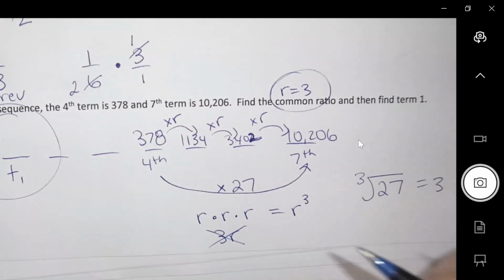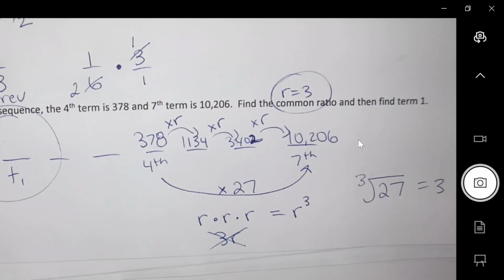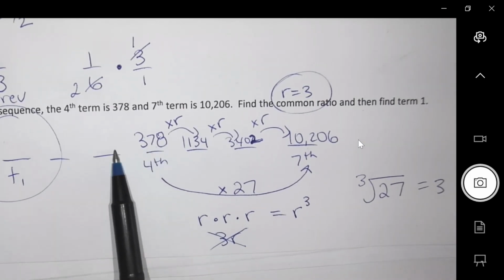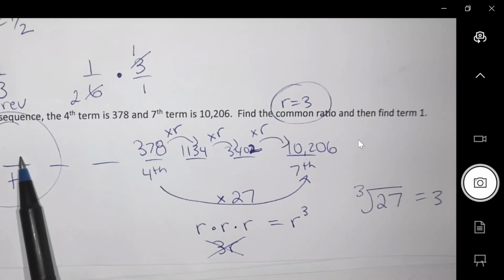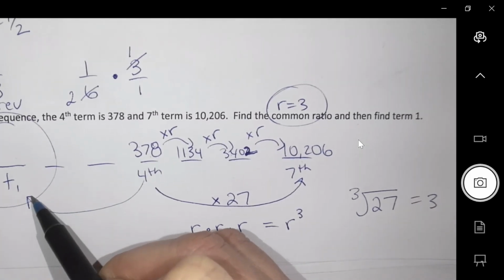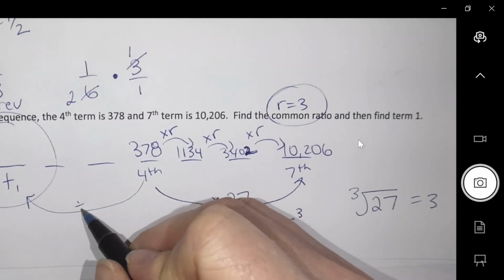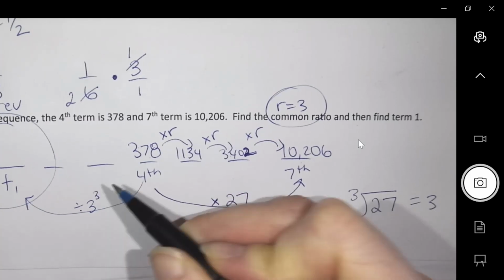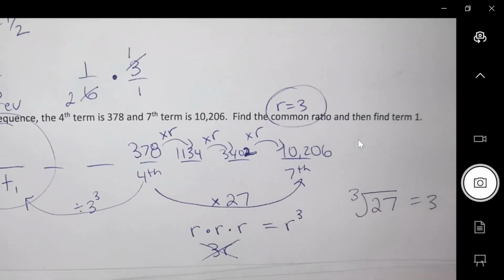Find term 1. Figure out the first term. What are you going to do? Divide by 3, divide by 3, divide by 3. Or if you like to shortcut things, you would divide by 3 cubed or divide by 27, or you can do them individually.